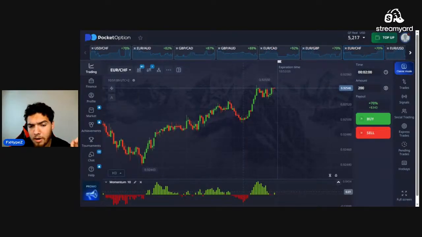So yeah, that's basically what the momentum indicator is. Now, we're going to be combining the momentum indicator with breakouts. If the momentum indicator shows us green, we're going to look for trend line breaks.